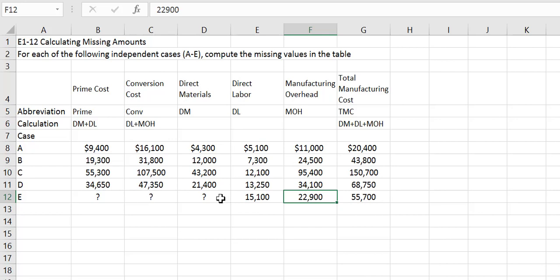Okay, in our last one, we need to get prime costs, conversion costs, and direct materials cost. We have labor and overhead and the total. So there are different ways we could get direct materials cost also. I'm going to take total manufacturing cost minus labor minus manufacturing overhead. Okay. Once we know the materials cost, then it's easy to calculate the rest. Prime cost is materials plus labor. And conversion cost is labor plus overhead.